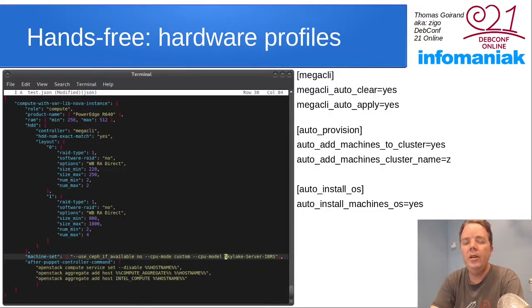Once the auto-racking is defined, the administrator can configure hardware profiles. Hardware profiles are defined in the JSON file containing the name of the profile. As you can see here, it's compute with /var/lib/nova/instance. It contains role, product name, as in your server name, how much memory you have, and the hard drive layout.